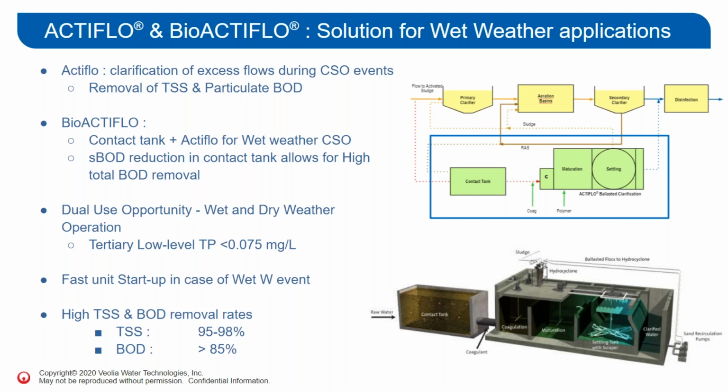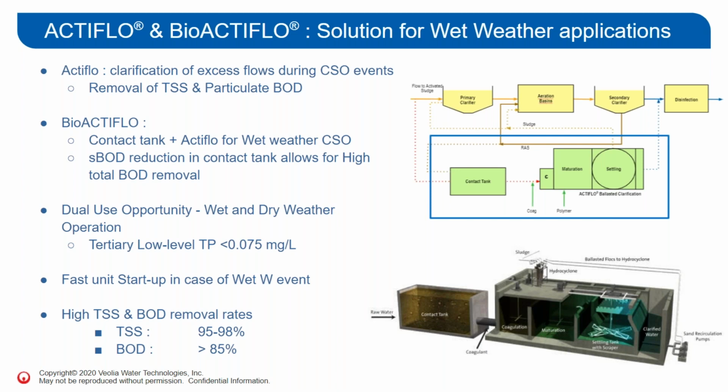Actiflo for wet weather. On the wastewater side of things, Actiflo can be used for treating excess flows into a plant, typically CSO, SSO treatment. It can achieve high removals of TSS and particulate BOD. With the addition of a biological contact tank upstream of the Actiflo and the addition of RAS or WAS in that contact tank, you can achieve higher total BOD removals through soluble BOD uptake in that contact tank, and thus you could achieve upwards of 85% removal of total BOD through that system.